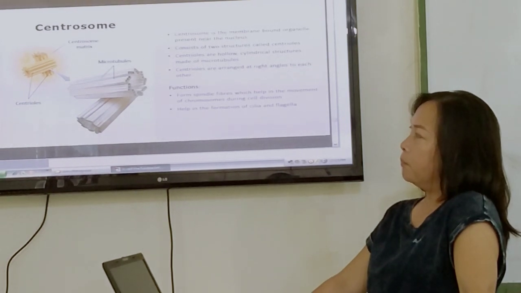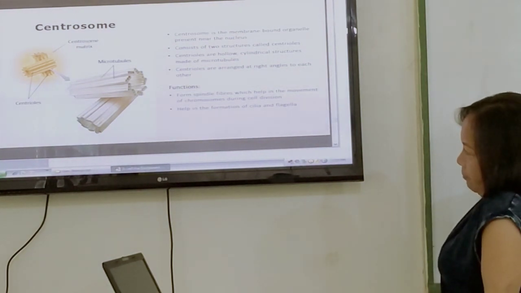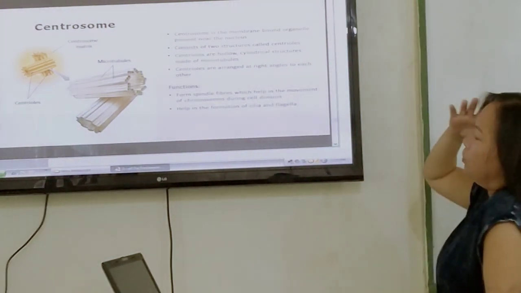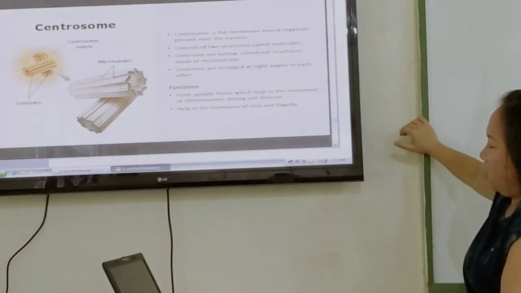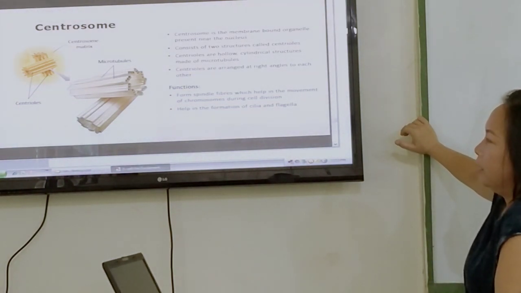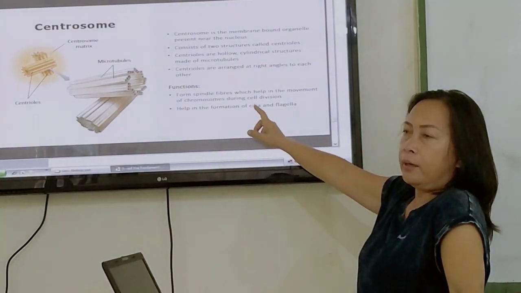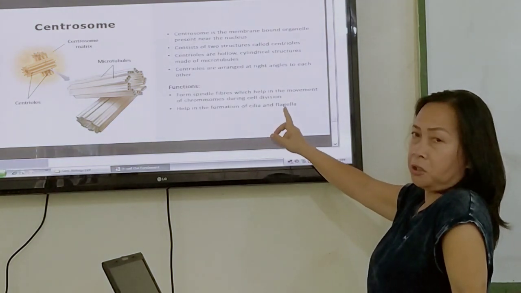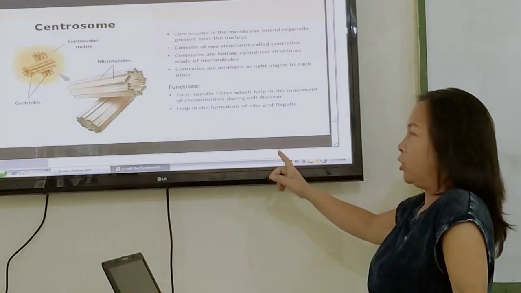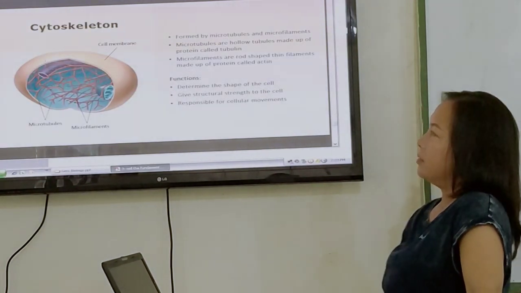You have here a pair. Which, of course, is made up of microtubules. Function: these help in the movement of chromosomes during cell division and in the formation of the hair-like structures called cilia and the whip-like structure called the flagella or flagellum.